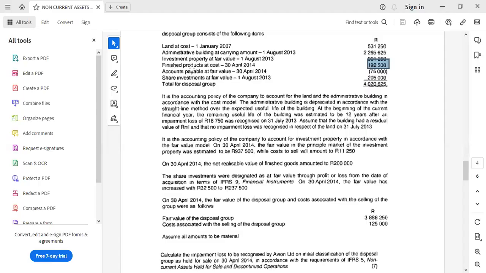Then accounts payable, we're not told anything. Accounts payable, we normally take them at their book value because that's a financial liability. Is that right?